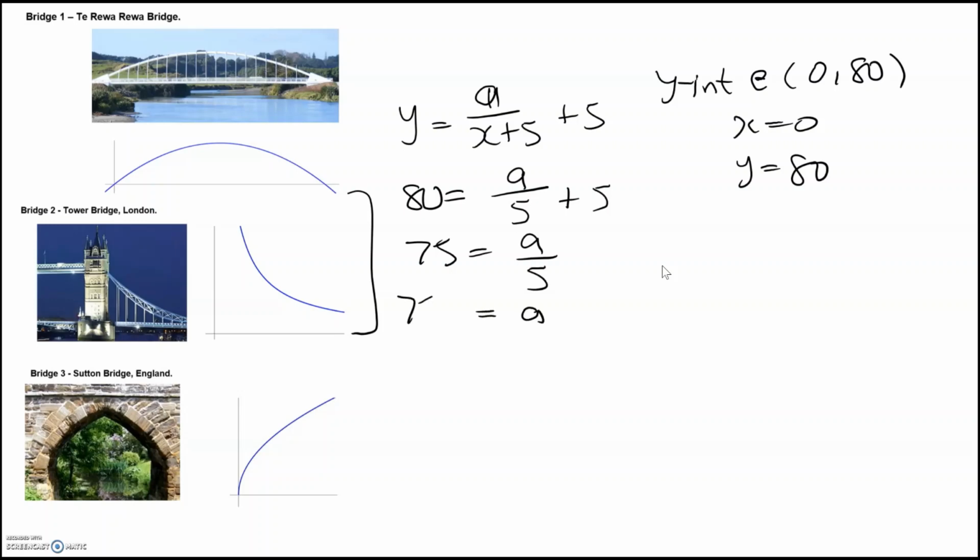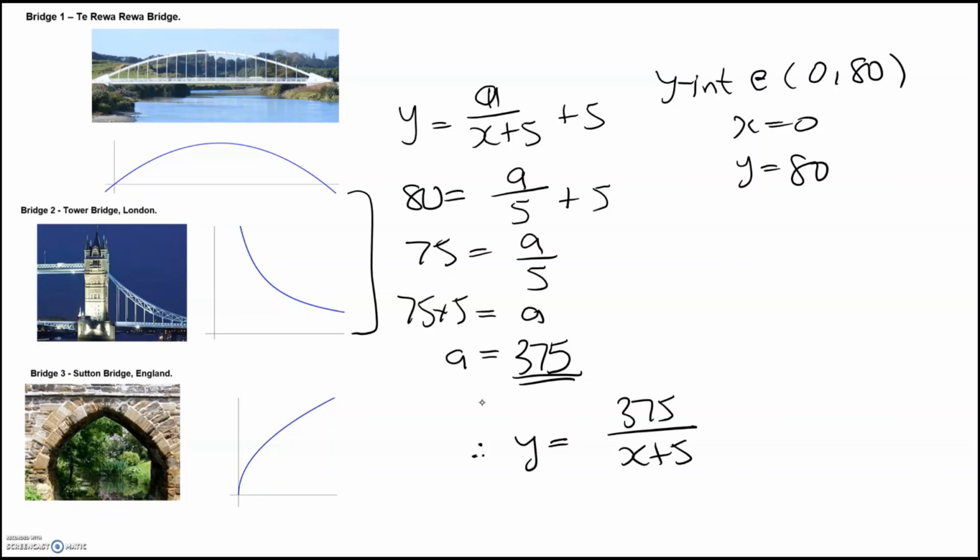So a is going to be 75 times 5. And that comes to 150, 200, 300, 375, hopefully. Okay, just double check. So that 375 was correct. And that means y is going to be equal to 375 divided by x plus 5. And we're going to add 5 to that as well. So we do have a model that will definitely go through our y-intercept, but we may have issues with our lower number, but we'll see how that goes.